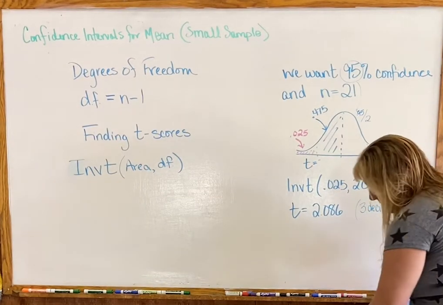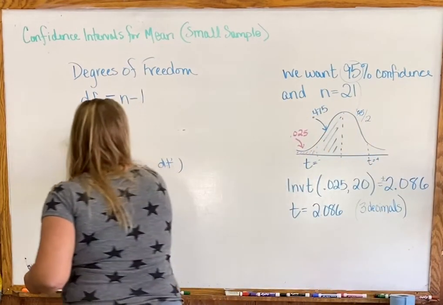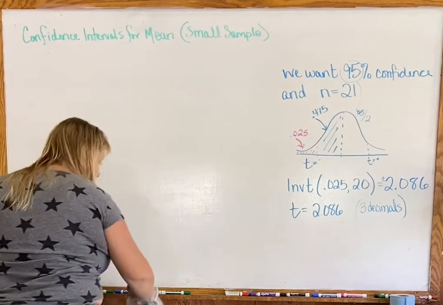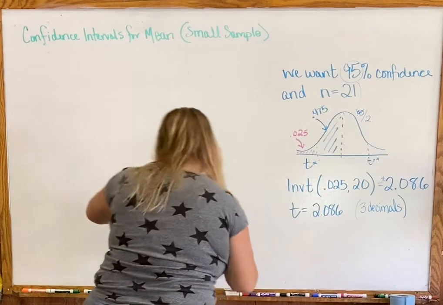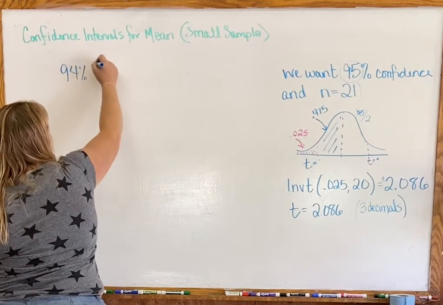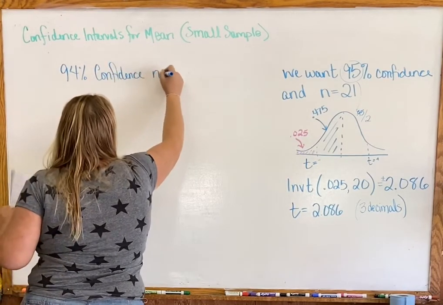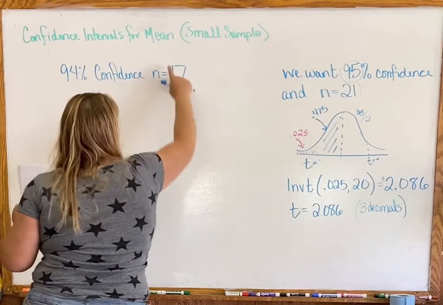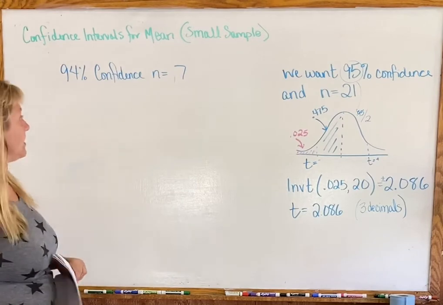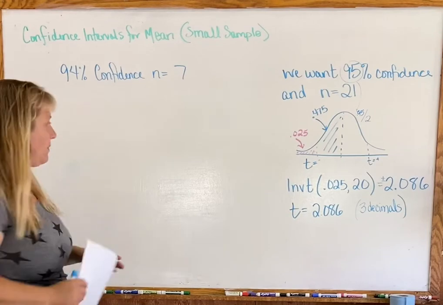Okay. All right, so let's do another one of these just to make sure that you got it in your head as to how to do this. And then we'll get into an example here. Okay, so this time let's say that we wanted 94% confidence, and n was equal to, let's just go with 7, okay? 94% confidence with an n equal to 7. So this sample size is quite a bit smaller.